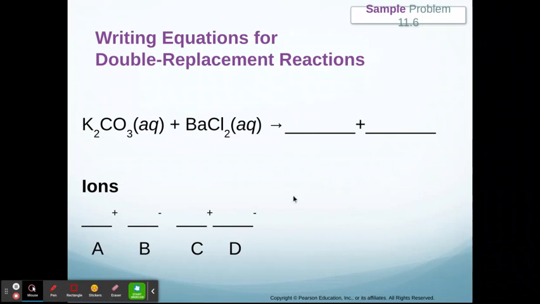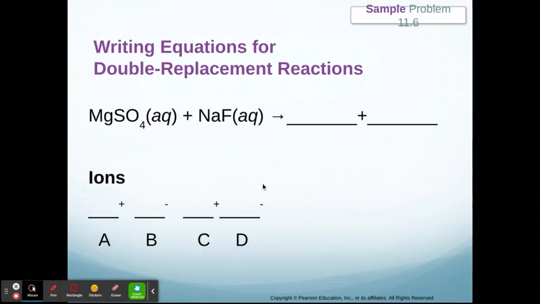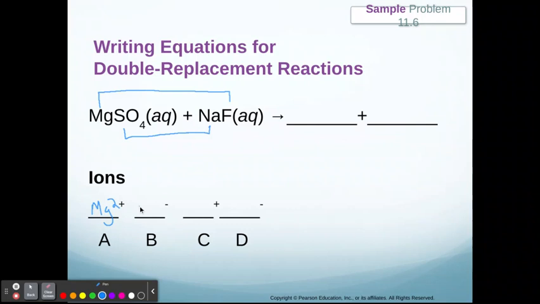Let's move to the next example. All right, so here we go. We have magnesium sulfate plus sodium fluoride. So what we're going to do is the same thing we just did before. Okay, so your outsides will form new compounds and your insides too. So write down the ions of what they are. Magnesium is a 2 plus. Sulfate is a 2 minus. Sodium is a 1 plus. And fluorine is a 1 minus.